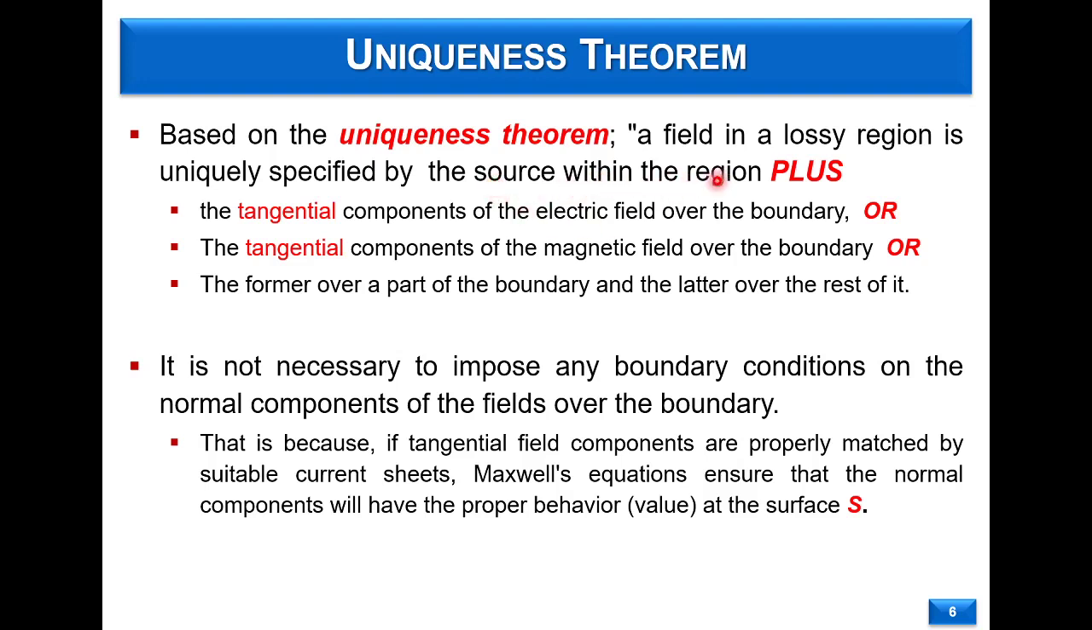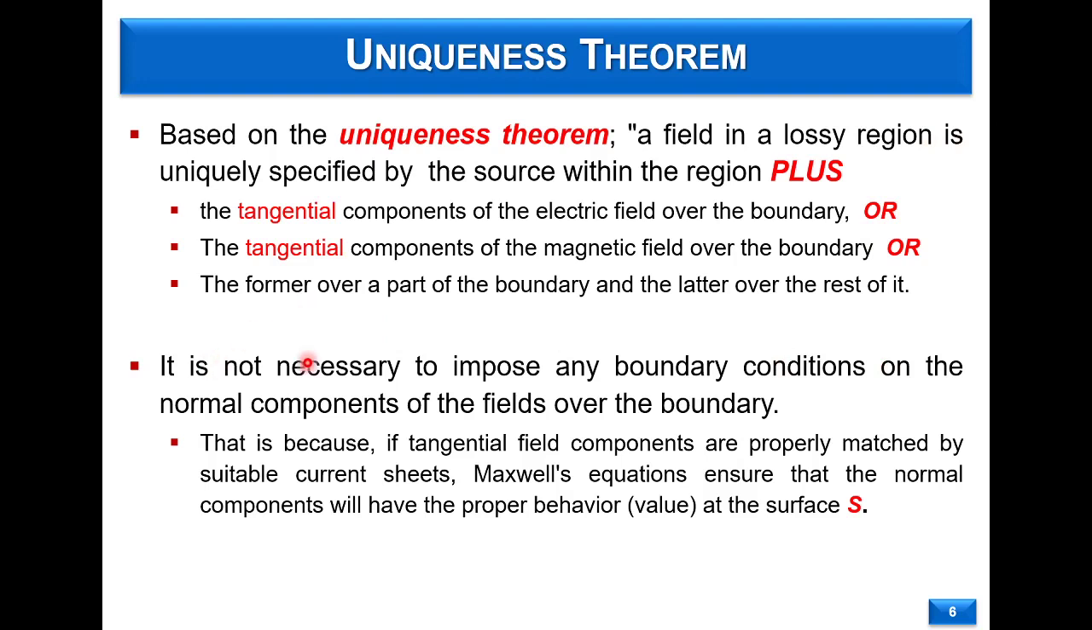So sources within this region plus the tangential component of the electric field over the boundary, over the surface surrounding this region. Instead of the tangential component of electric field, we can use the tangential component of magnetic field over that boundary. Instead of that, we can take the tangential electric field over a part of the boundary and the tangential magnetic field over the rest of the boundary. So this is the wording of the uniqueness theorem. Of course, we're gonna study it more and give examples and applications of it.